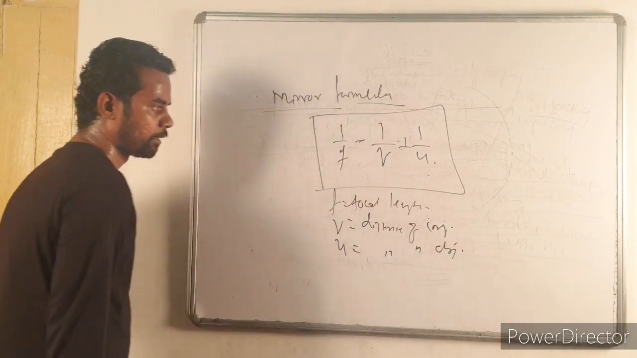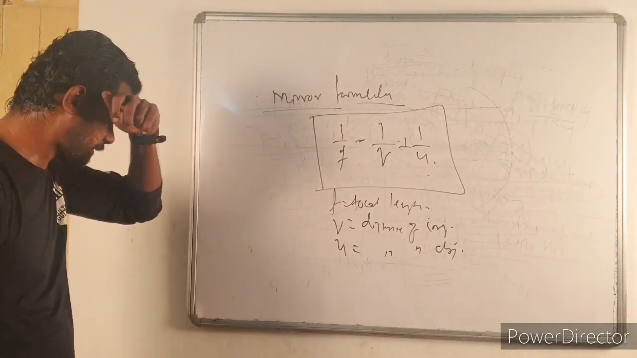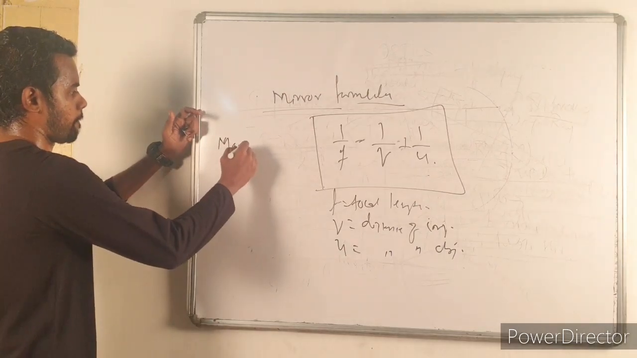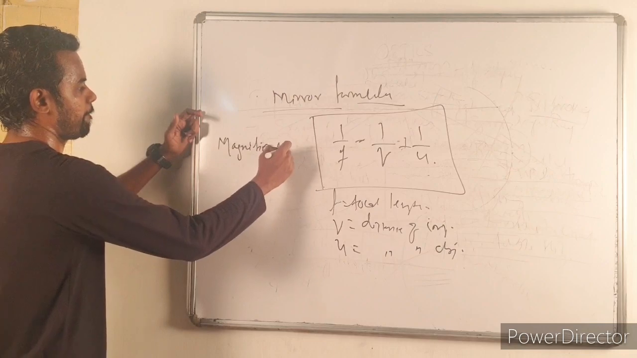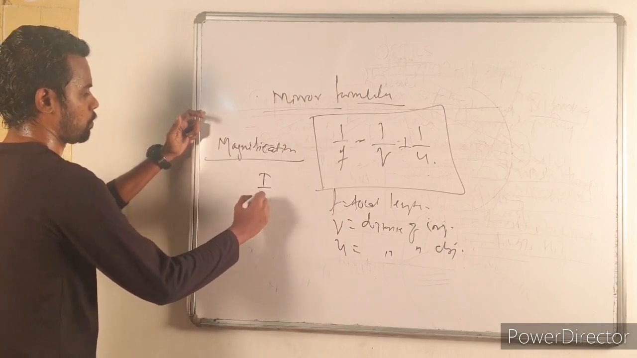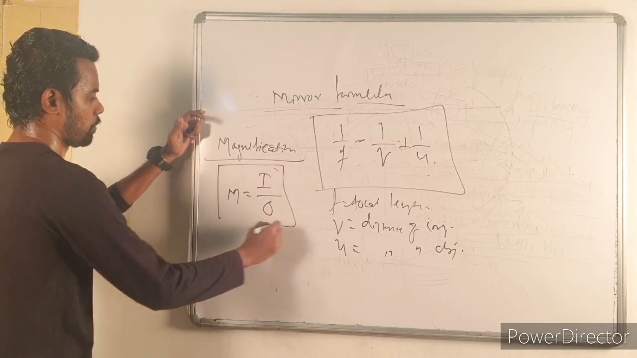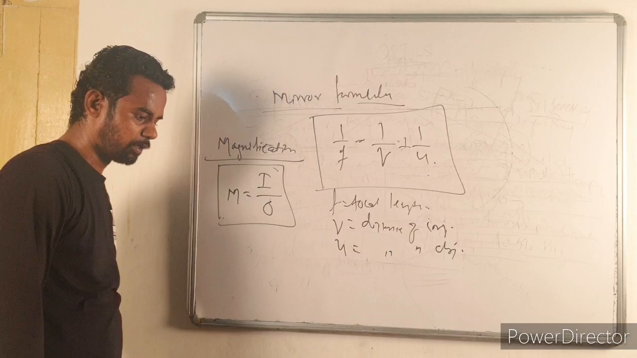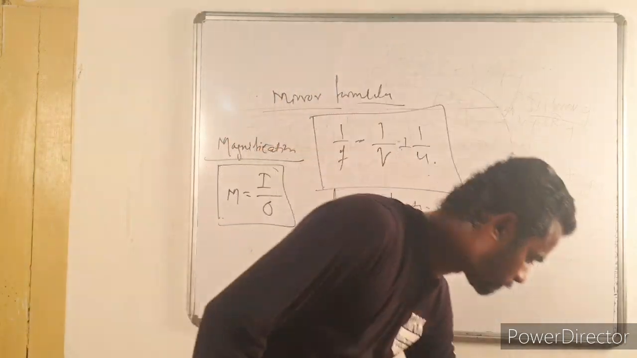Now similarly, if you are trying to determine the magnification of a mirror, it is nothing but I by O, the size of the image by the size of the object. The larger the size of the image, the greater the magnification.